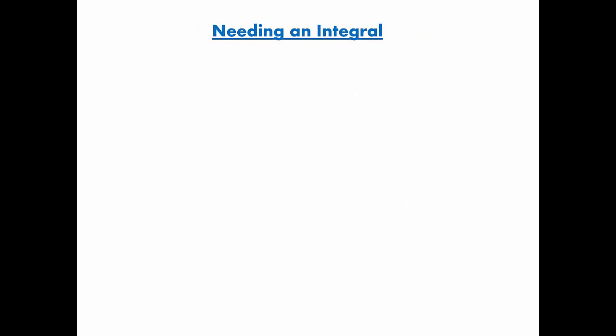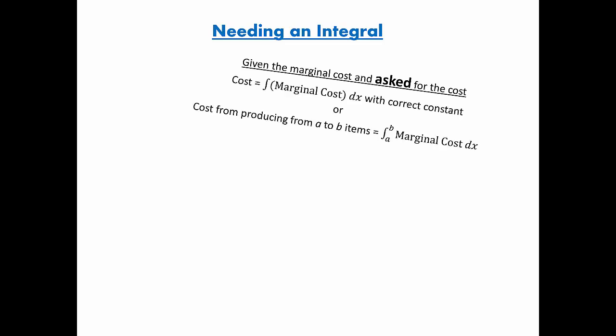And then lastly, the question is, when do we need an integral? So sometimes we're given the marginal cost and asked for the cost. So again, we're not being asked for the marginal cost. We've been given the marginal cost. We're asked for the cost. That means that the cost is going to be the integral of the marginal cost. You've got to find the correct constant, of course. Or if they care about producing from, say, 5 to 7 items, you want to go ahead and have a definite integral. You want to integrate the marginal cost from A to B.